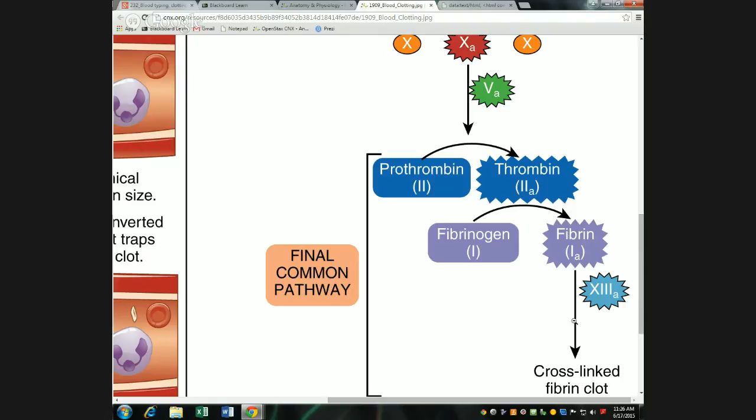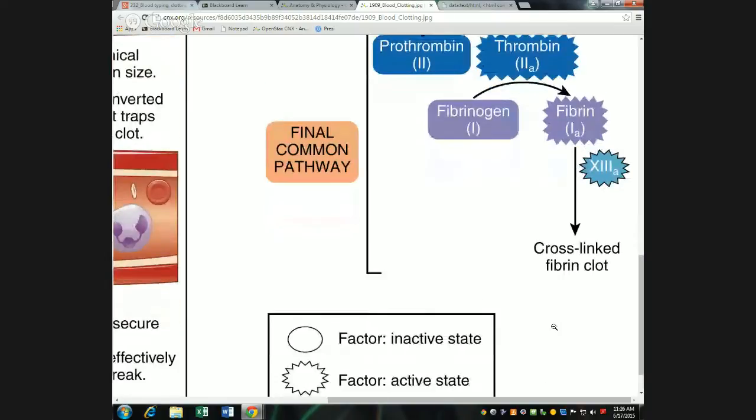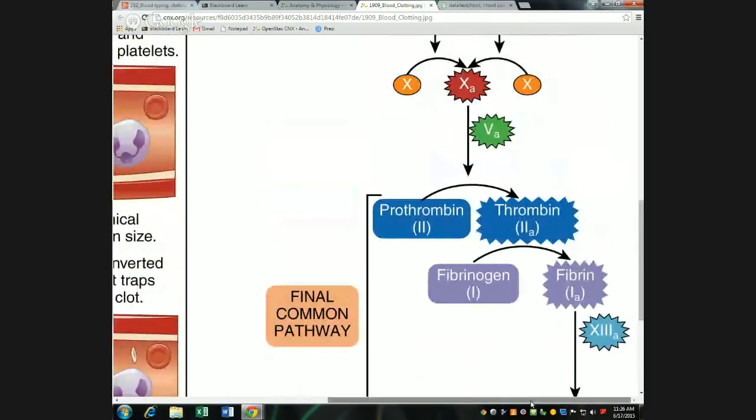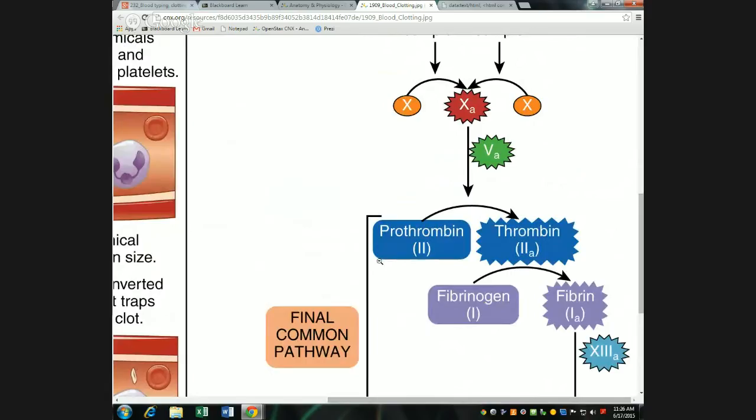And so at the end of this arrow here, it says cross-linked fibrin clot. Fibrin threads, fibers, end up being worked into this mesh that becomes the clot itself. So again, I don't really care that you know the specifics here, just the idea that there's an intrinsic and an extrinsic pathway that both converge on the final common pathway. And then for the final common pathway, I do want you to know this.